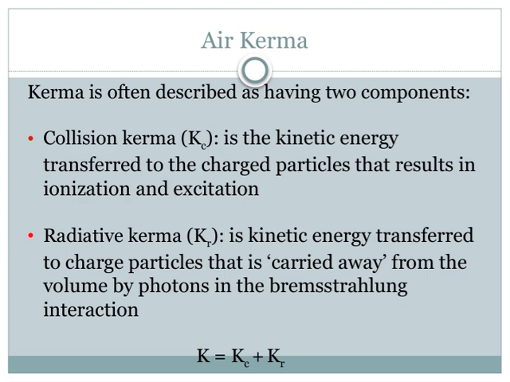The second component is radiative kerma, or Kr. This involves kinetic energy transferred to charged particles that is then carried away by photons, specifically through Bremsstrahlung interactions. So, in this case, some of the energy leaves the volume as photons, rather than staying as local energy deposition. When we add these two components together, we get the total kerma, which is simply K = Kc + Kr. Understanding these components helps us better interpret how energy is deposited in tissues or other materials during radiation exposure.